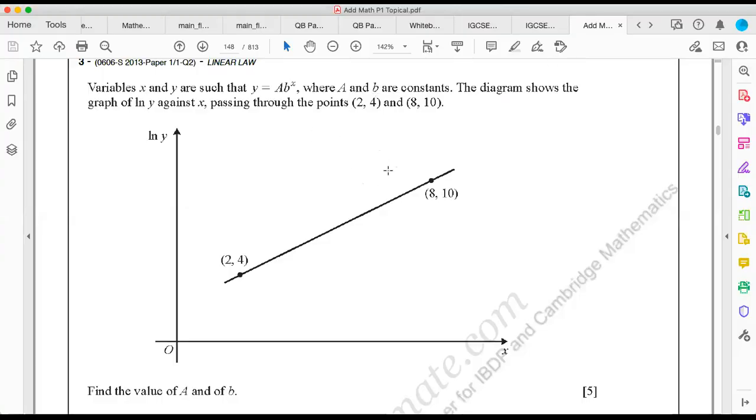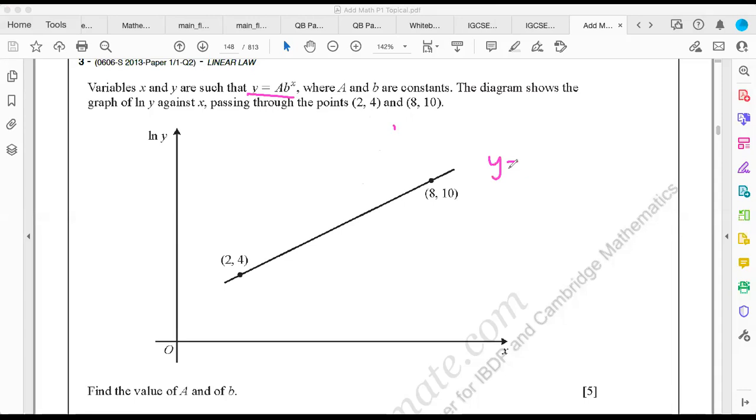So linear law basically is, suppose there are certain graphs which are not linear in nature. Now if you look at y equals ab to the power x, this is an exponential graph. So if we can make certain adjustments, we can convert this graph y equals ab to the power x into a linear function.